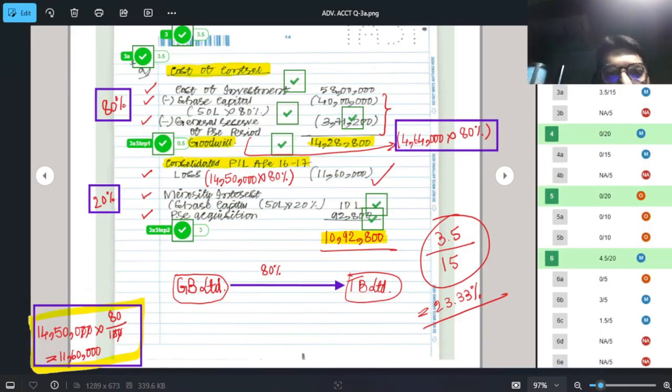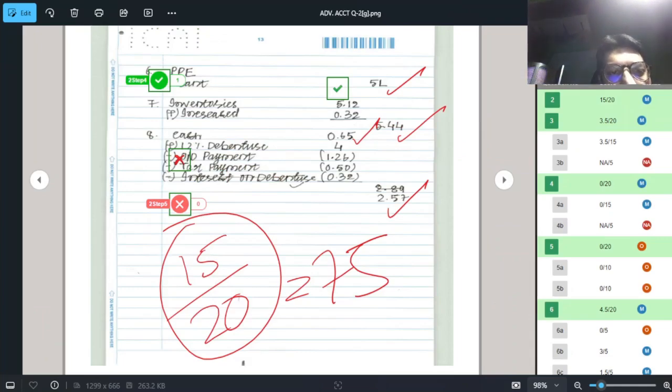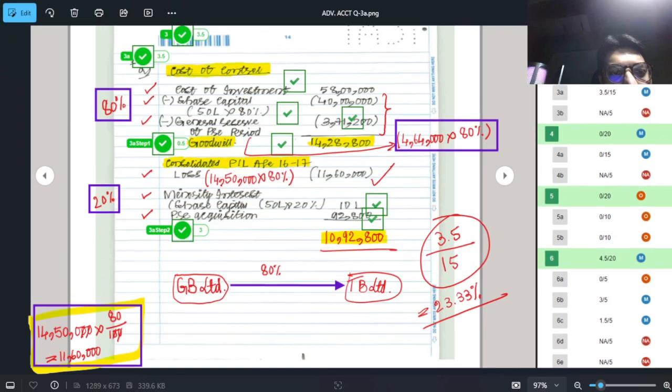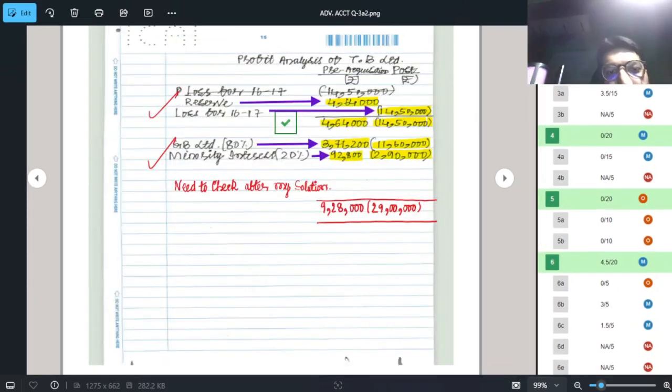And what is the wrong solution? This is the correct solution, but I attempted only the cost of control. I didn't do the entire question. This is the half portion of negative.